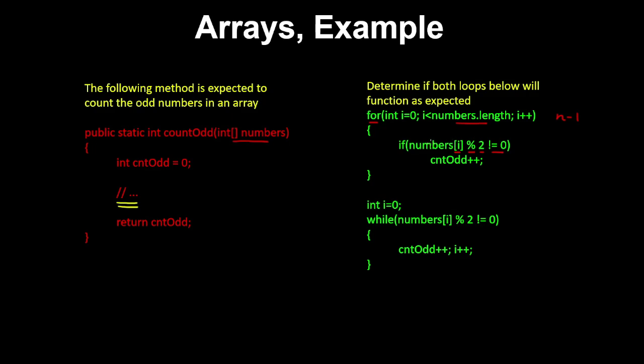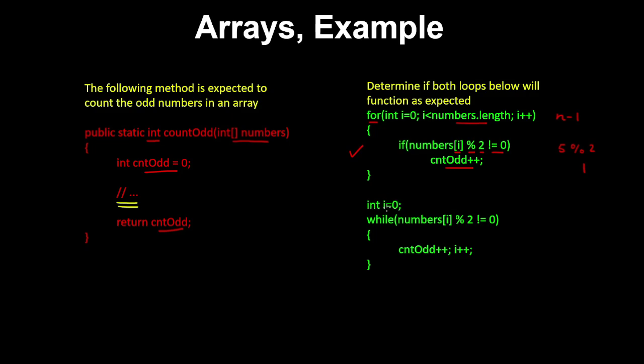So for example, if the number at index i is equal to 5, then 5 modulo 2 will give a remainder of 1. So therefore the if statement will evaluate to true, and the counter of odd numbers will be incremented by 1. And finally, after this loop is finished, a count of the odd numbers is returned as an int. So this for loop will function as expected.